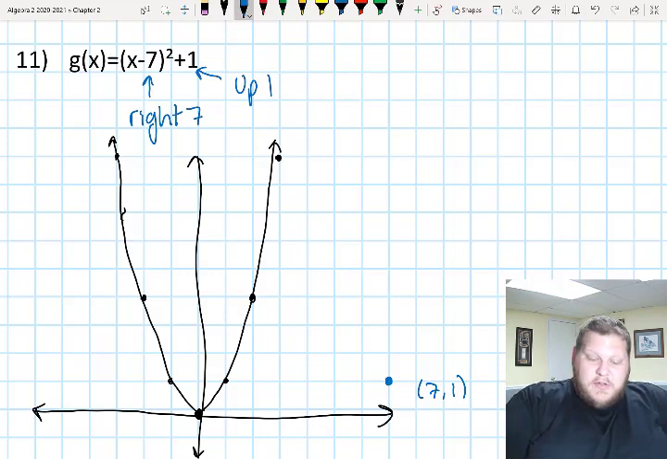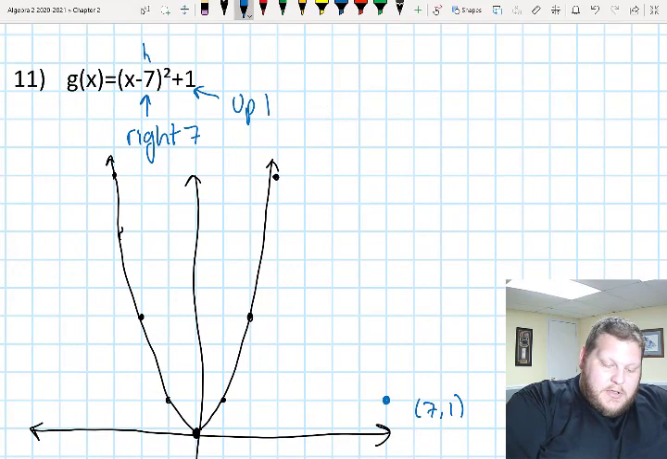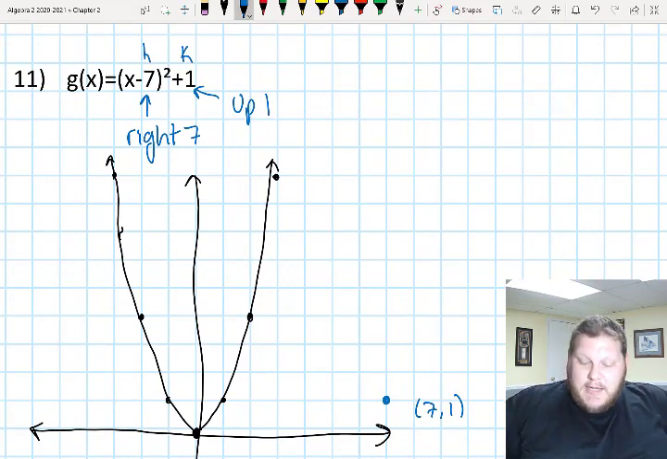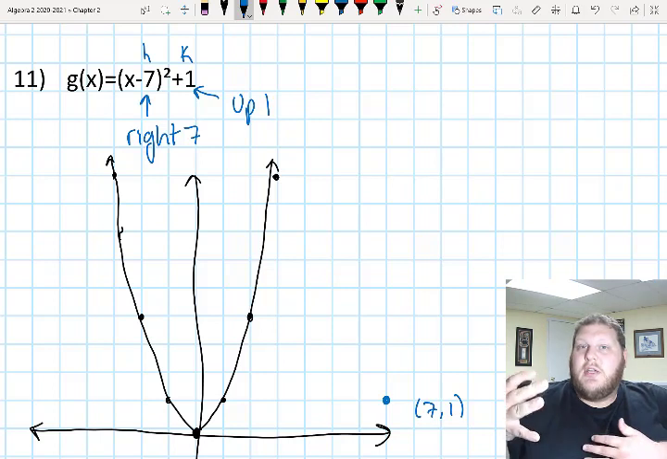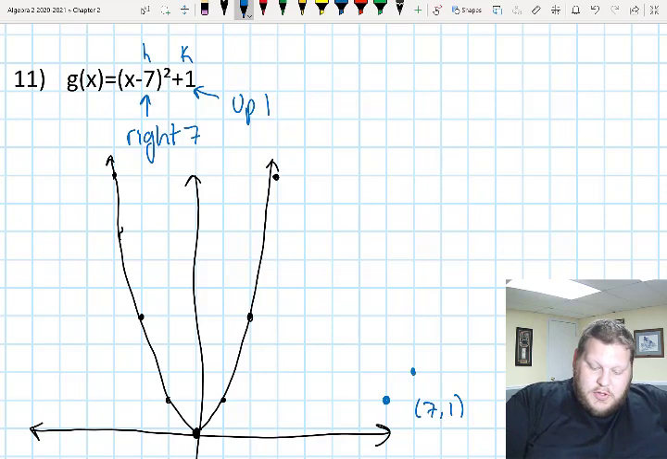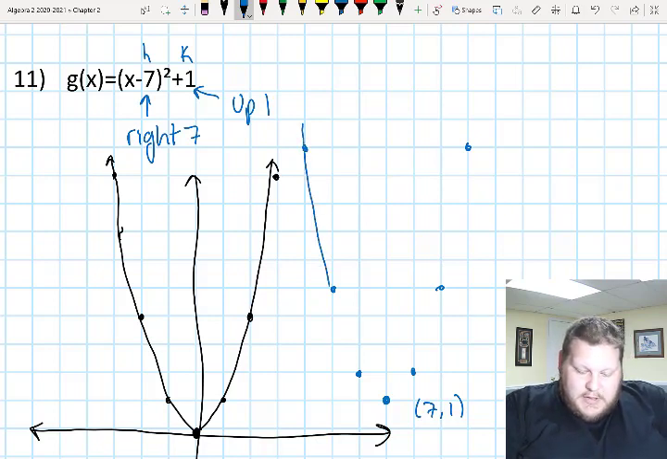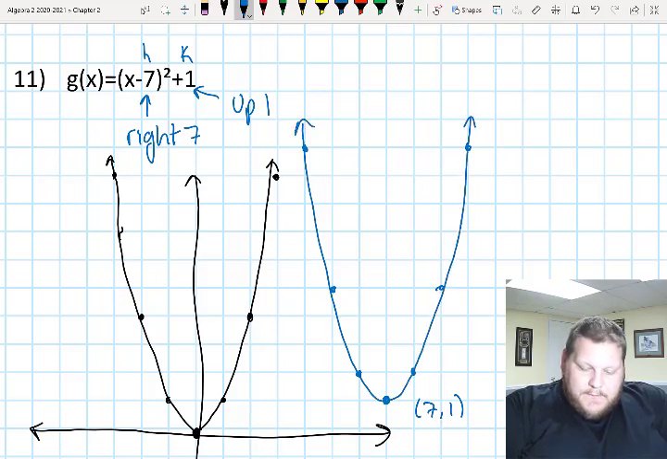Which makes sense because it's shifted right 7 and up 1 from the origin, which, again, that is h, k. This would be my h, this would be my k. My vertex is at h, k. Since I'm not stretching, shrinking, or reflecting, once you find that new vertex, you can just do your shortcut: up 1 over 1, up 3 over 1, up 5 over 1. Same thing over there to get all of your points. And then just do your best to do a nice smooth curve, connecting all those points.